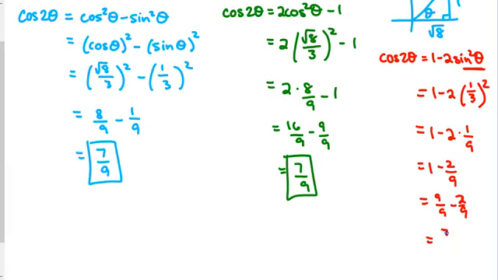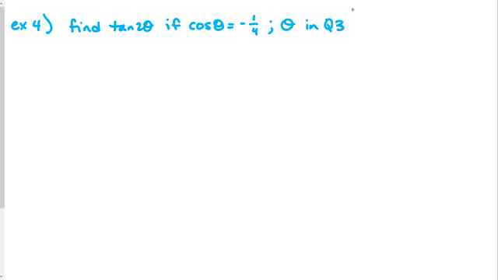Okay, so usually you only have to do it one way unless the problem says do it all 3 ways. And if you do it all 3 ways, make sure you get the same answer all 3 times. And now let's do one final example where we're using the tangent identity. So let's find the tangent of 2 theta if the cosine of theta is -1/4 and theta is in quadrant 3.